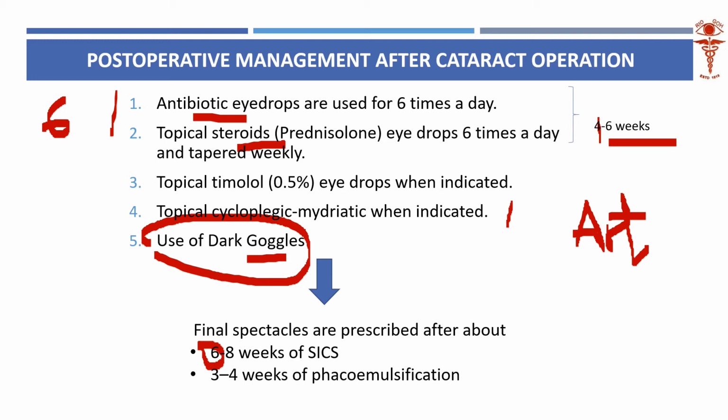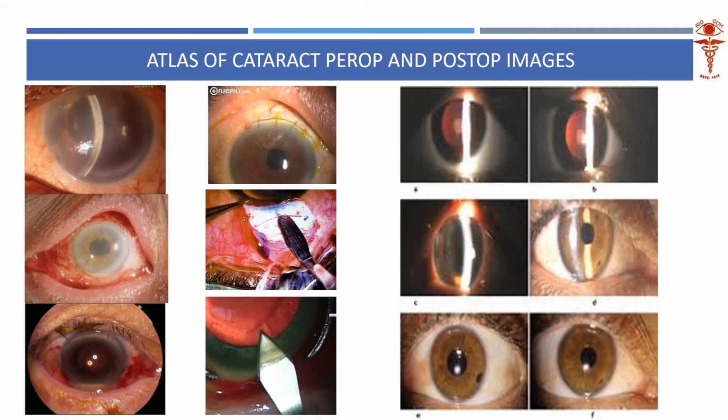But in phacoemulsification, the healing time is half. Remember, in phacoemulsification, the IOL size is also half. A 6 millimeter rigid IOL becomes a 3.3 millimeter foldable IOL, and the 6 weeks healing period becomes 3 weeks, and that is the advantage of phacoemulsification.